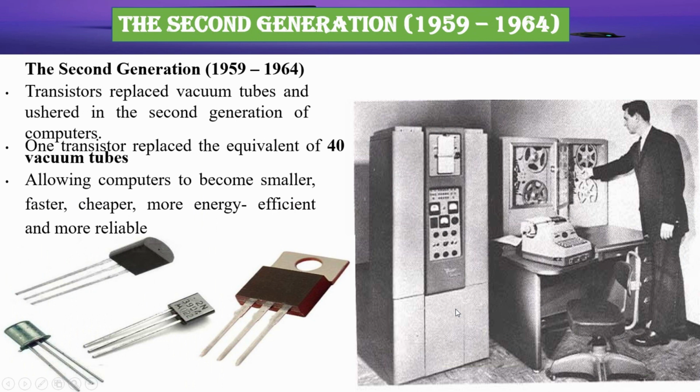Second generation computers started between 1959 and 1964, where transistors replaced the vacuum tubes and ushered in the second generation of computers. One transistor replaced the equivalent of 40 vacuum tubes, allowing computers to become smaller, faster, cheaper, more energy efficient and more reliable.